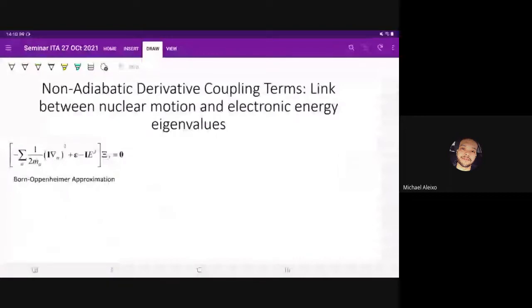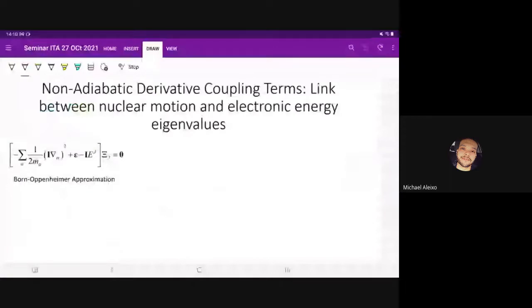All right, so talking about these derivative coupling terms, non-adiabatic derivative coupling terms, they are a link between nuclear motion and electronic motion, electronic energies. And we'll see why that is. I'll try to explain what that link is. We're going to start off with the time-independent Schrödinger equation here.